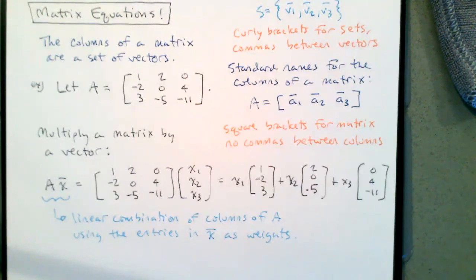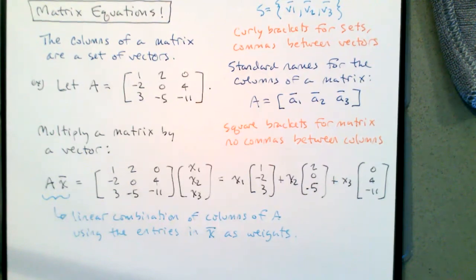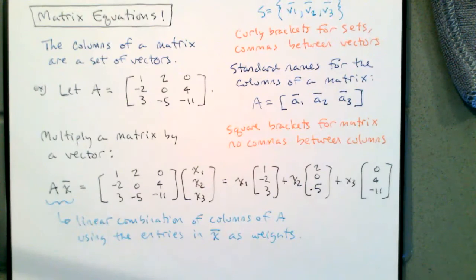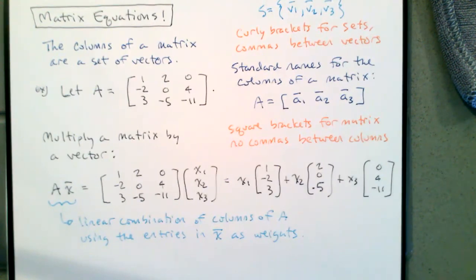So AX is a linear combination of the columns of A using the entries in X as weights. The reason that we want to think of it this way and not just the mechanical row column multiplication that you might be familiar with is that we want this to fit in the way we're already thinking about linear algebra. We want to think in terms of sets of vectors. We want to think in terms of vector equations.